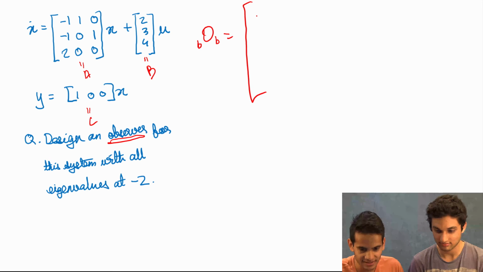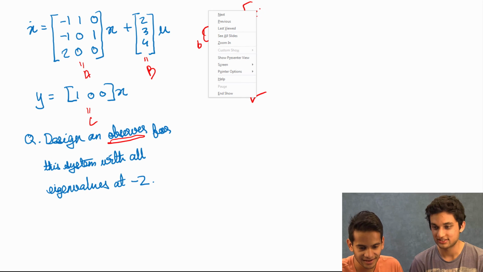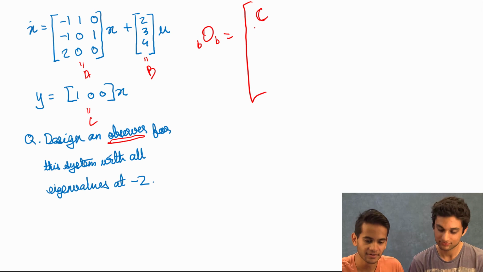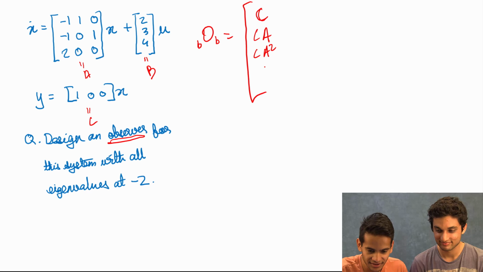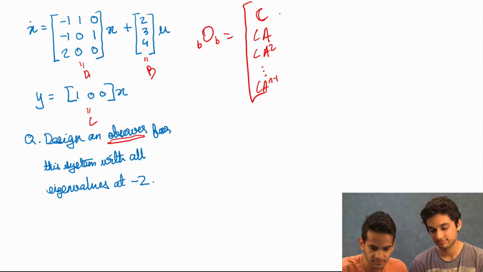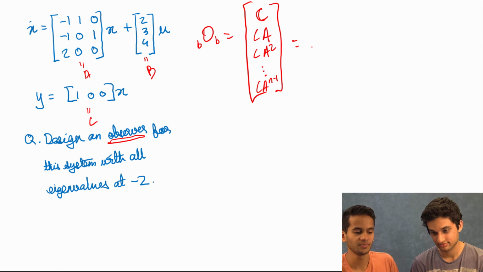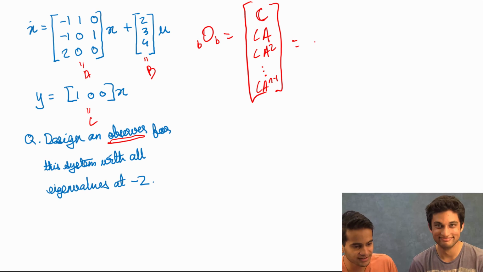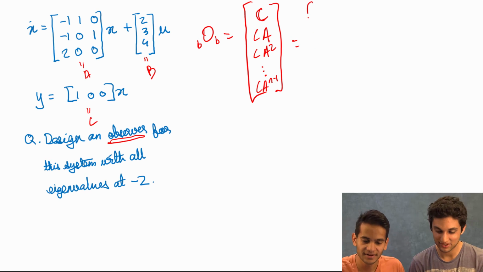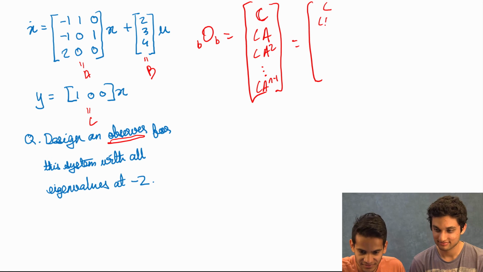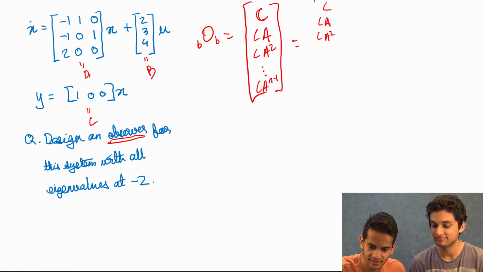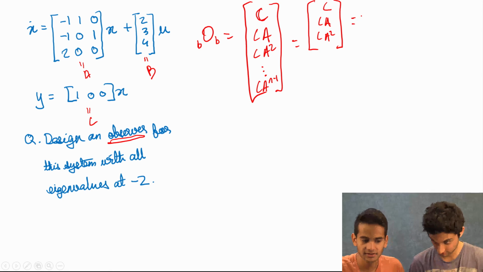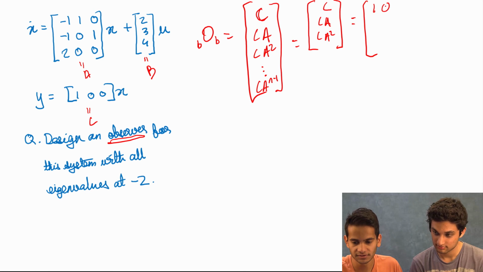So this should just be C, and then CA, CA squared, all the way to CA^(n-1). And here n, we decided to make this difficult and have more algebra, is dimension 3. So we have C, CA, and then CA squared. C is just 1, 0, 0.